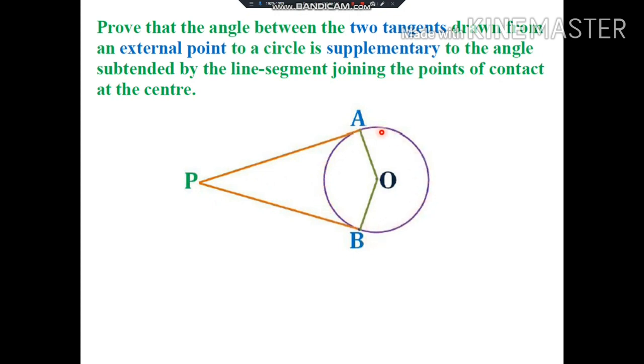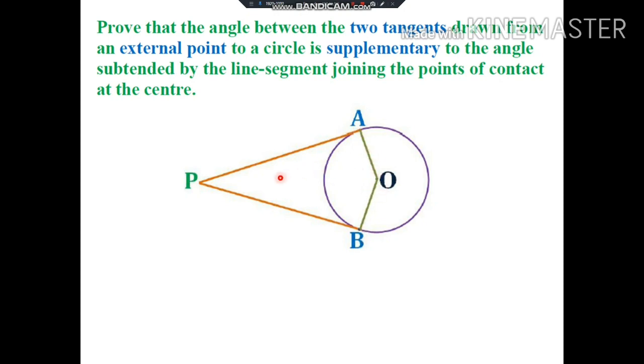Draw a circle with center O. Consider point P outside the circle. From P, draw tangents. Here I have drawn AP as the tangent from P, and BP as the other tangent from P. Now join the points of contact to the center. Here AO and BO are joined.